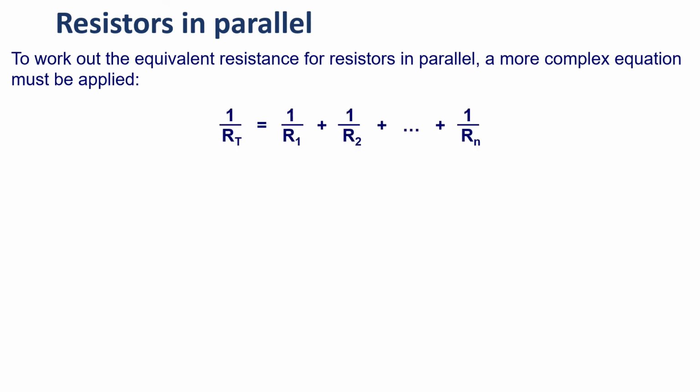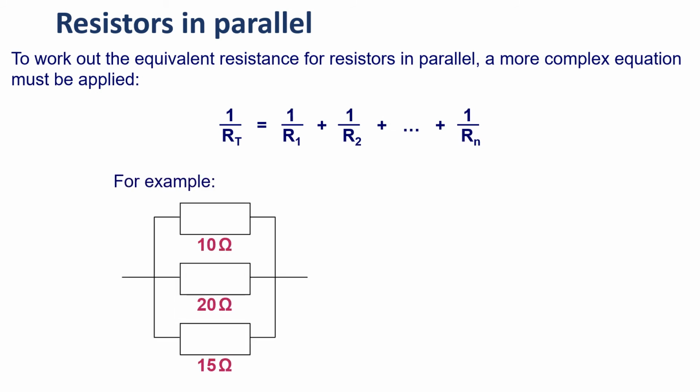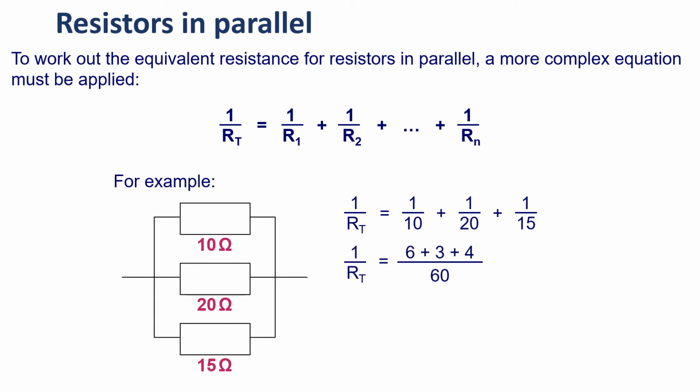For resistors in parallel, to work out the equivalent resistance, a more complex equation is used. So it's a reciprocal, 1 over. So for example, if you had these resistors in parallel, then you'd add 1 over each of them: 1 over 10 plus 1 over 20 plus 1 over 15. And you could do it in fractions, get a common denominator, which here is 60, and get an answer of 13 over 60. And then don't forget at the end, to get the resistance, you would take the 1 over that, so it'd be 60 divided by 13.